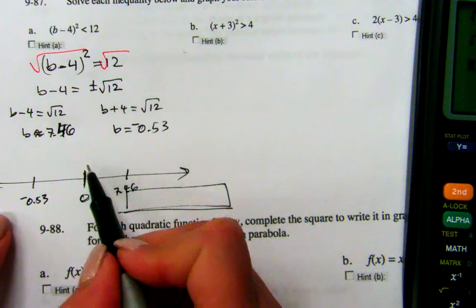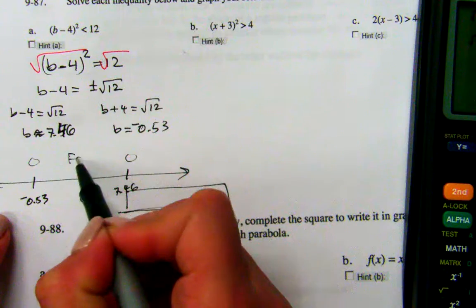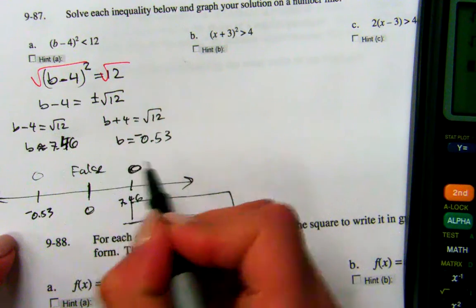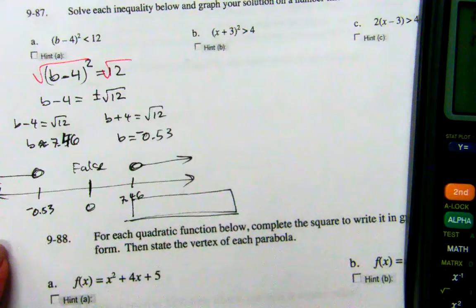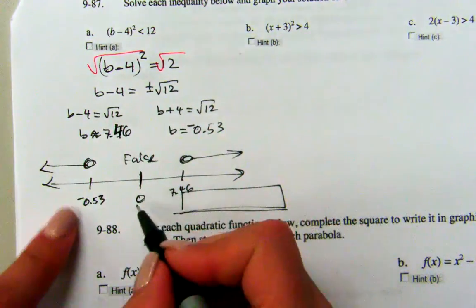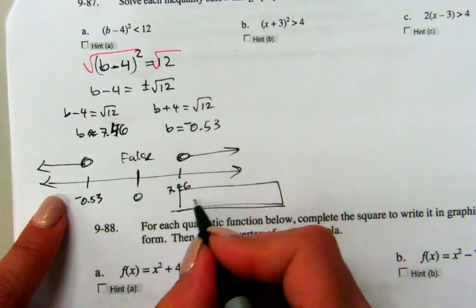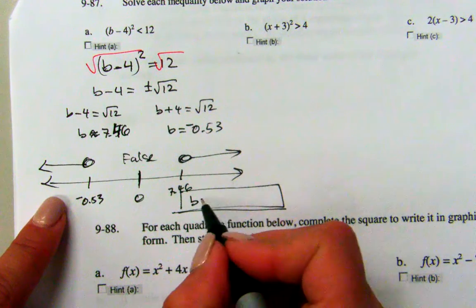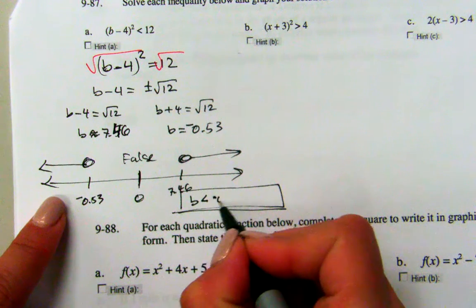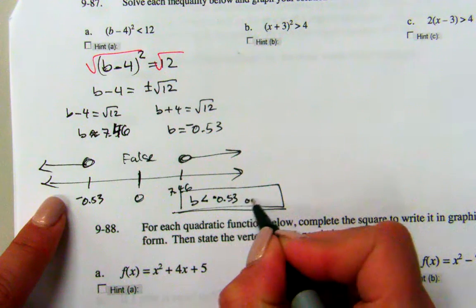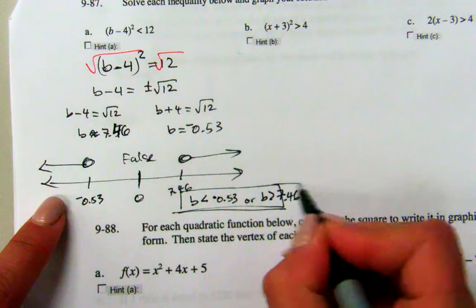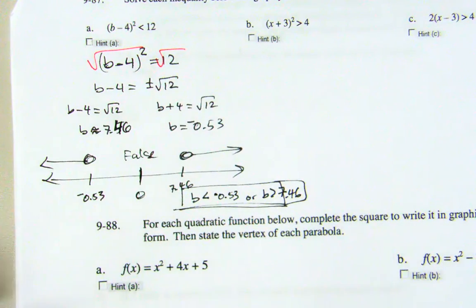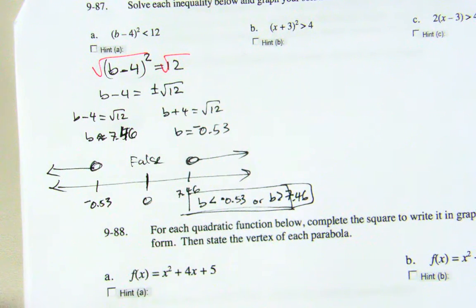I already tried 0, so I know that doesn't work. So it's going to be false over here. So there's your open circle, open circle. If it's false in the middle, it's probably going to go up in both directions like that. So that means b is going to be less than negative 0.53, or b is going to be greater than 7.46. Yay. And B and C are supposed to be done the same way. Okay, now I'm going to stop here and then do the second video.